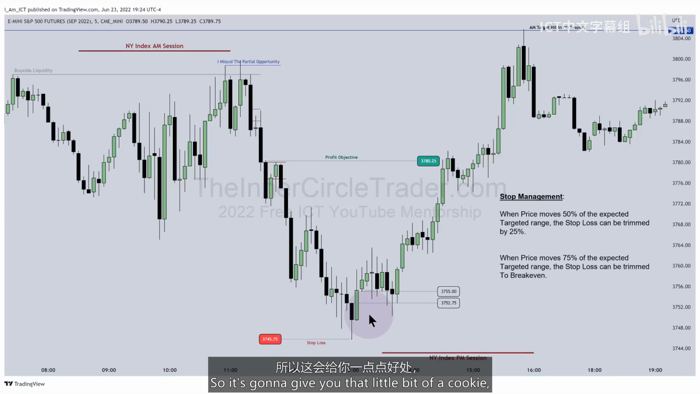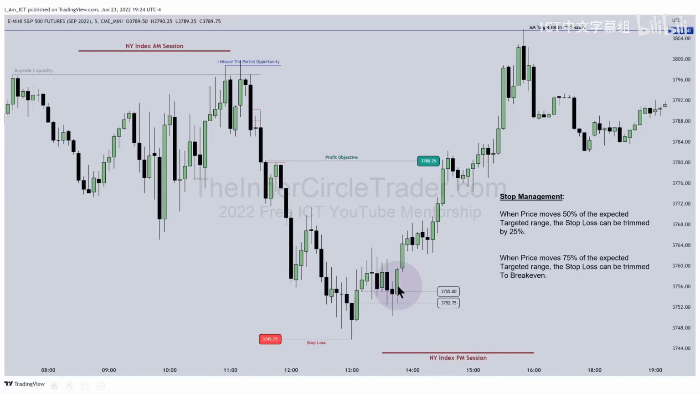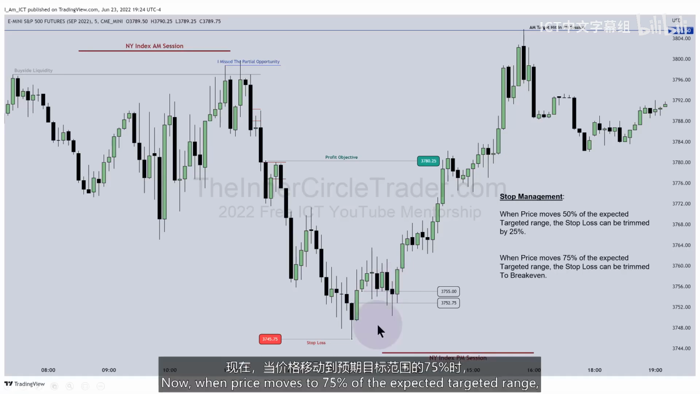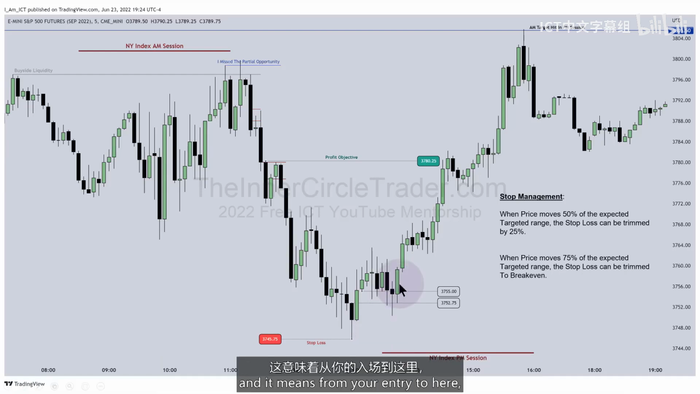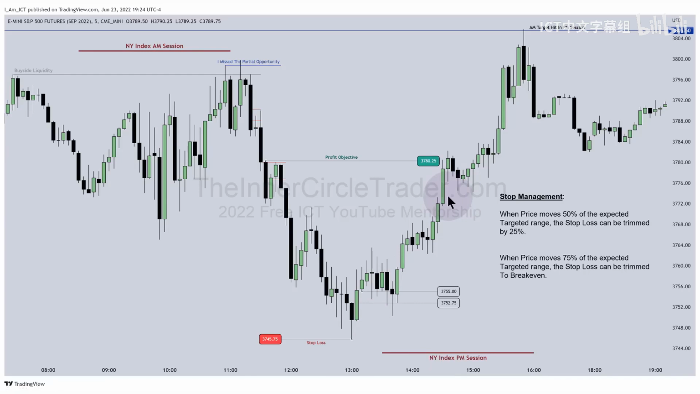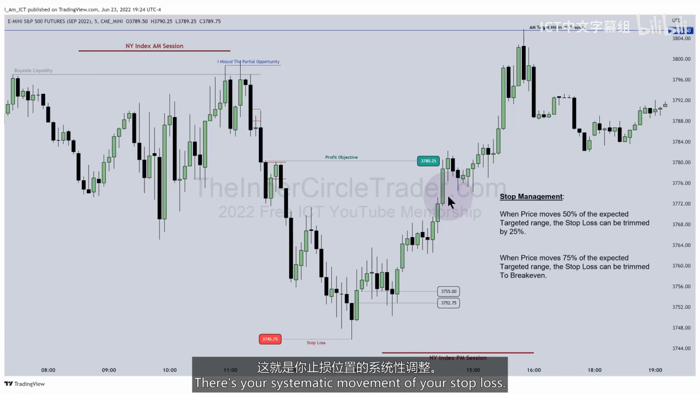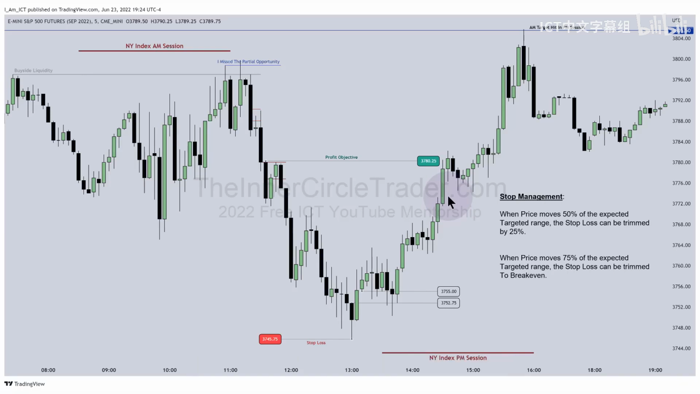So it's going to give you that little bit of a cookie, that feel-good moment. You trimmed some of the risk. You're not jamming it up above to break even because you're going to worry about it. You're just moving a little bit. Now, when price moves to 75% of the expected targeted range, and it means from your entry to here, if it moves 75% of that, then the stop goes to break even. Period. There's your systematic movement of your stop loss.